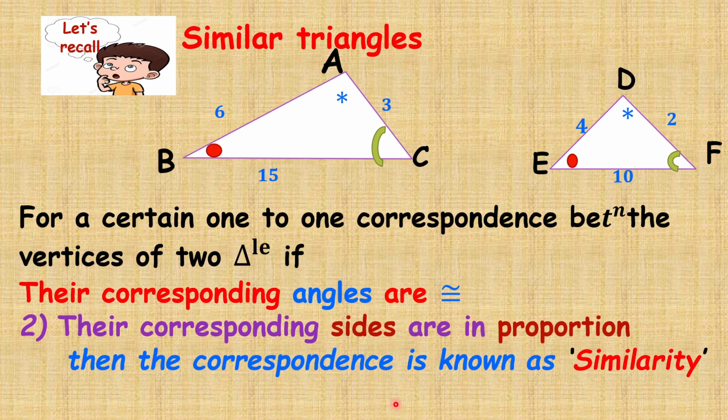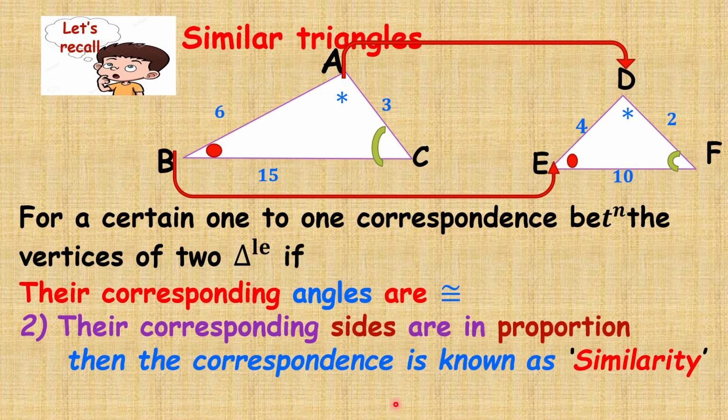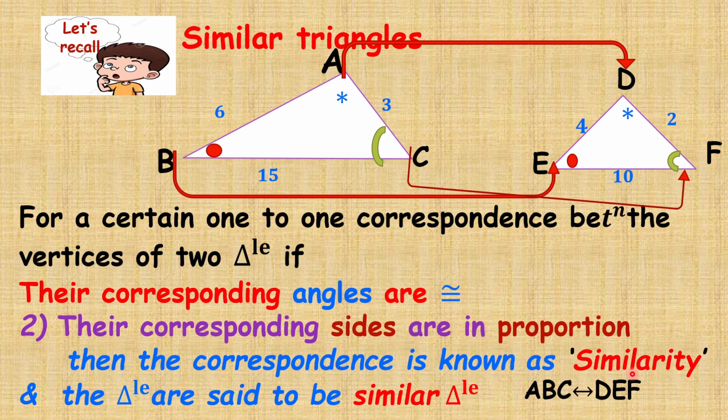Which is the correspondence between the vertices of the triangles? The point A is in one-to-one correspondence with D, B is with E, and C is with F. That means ABC one-to-one correspondence DEF, and this one-to-one correspondence is called similarity. And the triangles are said to be similar triangles. Therefore, triangle ABC is similar to triangle DEF.